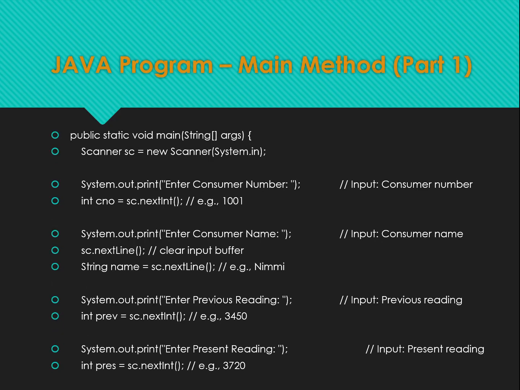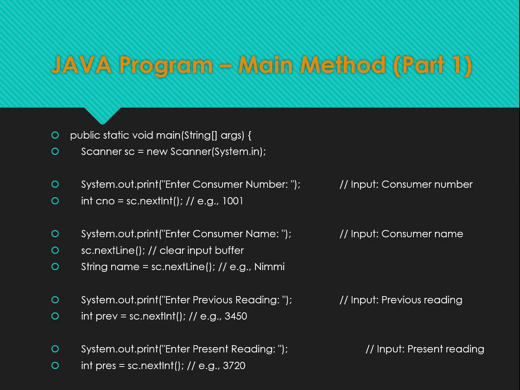In this slide, we'll begin writing the main method of our electricity bill calculator program. First, we create a scanner object to accept input from the user. This will help us collect all the necessary details for bill calculation. We start by prompting the user to enter the consumer number. This is read and stored in the integer variable kno. It uniquely identifies each consumer.